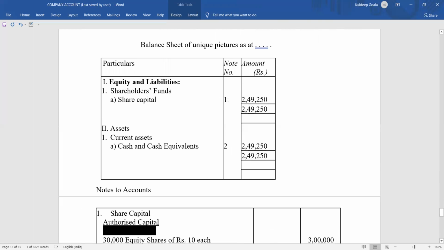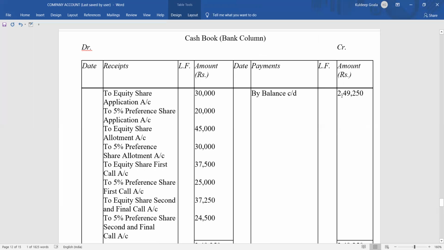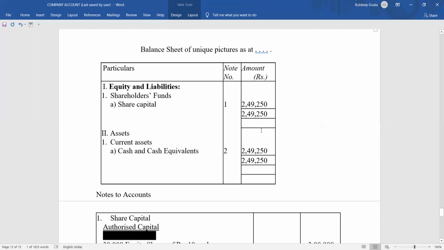In the same way, under shareholders' funds, share capital, note number 1, 2,49,250. We don't have anything else, so it will be a total of 2,49,250. The same amount we have received in the bank balance also, 2,49,250, right? So this is the cash balance.